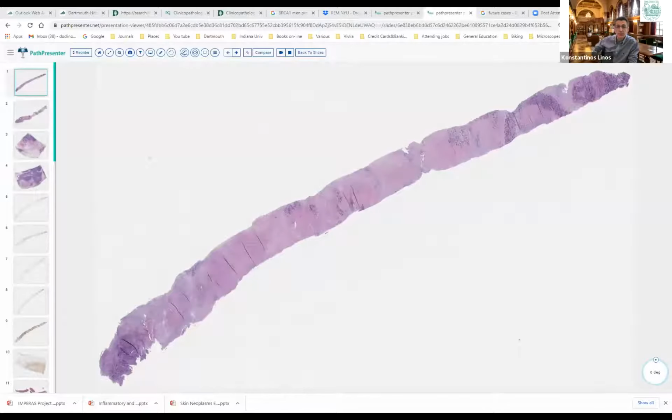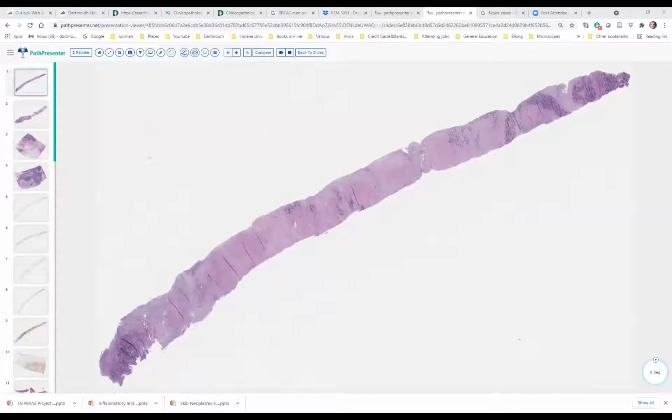Let me go to... Dr. Linos, sorry, we cannot see the high magnification images. Do you see that here? No. Let me go to the next slide to see if... Yes, probably.